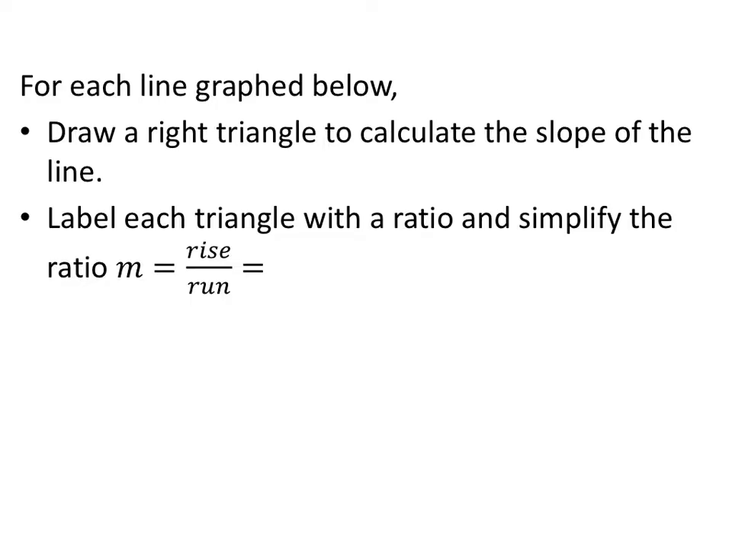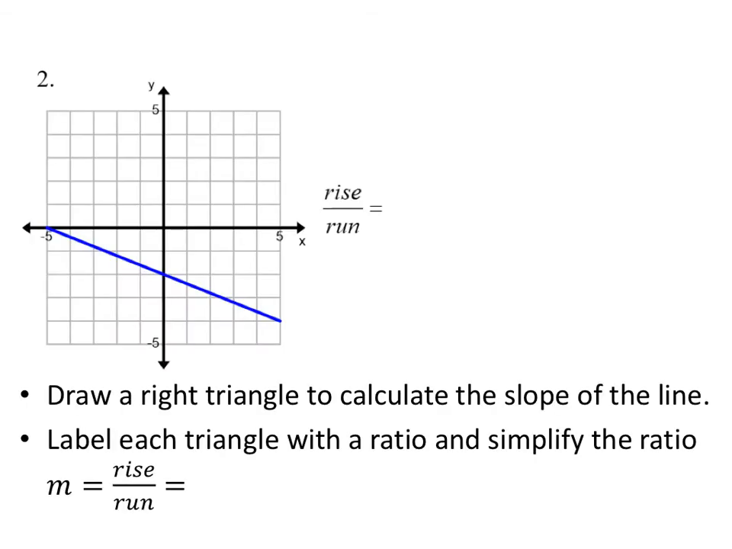Now for each of these, we'll draw a right triangle to calculate the slope of the line with rise and run. And then we'll label each triangle with the ratio and simplify the ratio, rise over run. M represents slope, and we'll talk more about M later on, okay? But when I ask for M, that's where we're going to write the slope on these ones. So take a minute on this one. You'll draw your right triangle, and then figure out your rise and run.